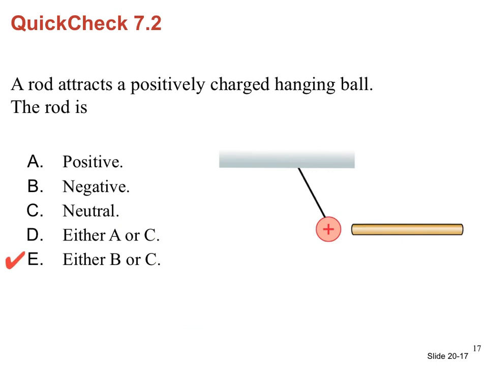All right, so here's another one. The rod attracts a positively charged object. Again, this rod could be negative or it could be neutral. So both of these are possible answers.